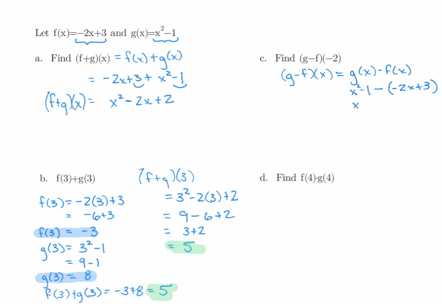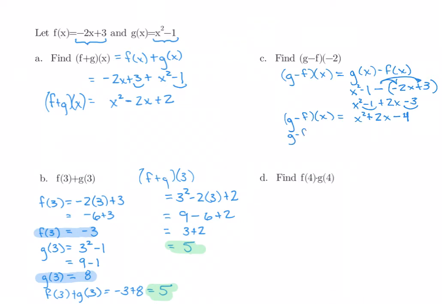If we do that, we get x squared minus 1. Distribute our negative, we get plus 2x minus 3. And so this is equal to x squared plus 2x. I can combine my constants and I get minus 4. So this is our g minus f of x.